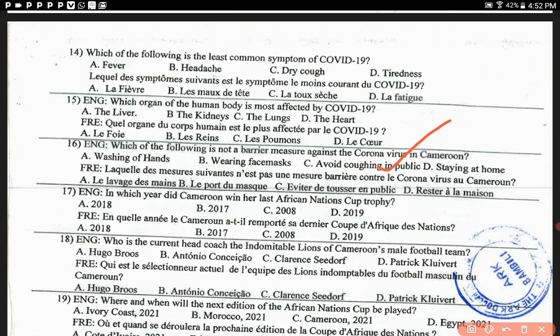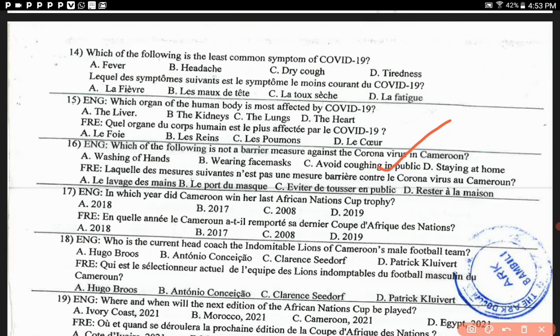So it goes back to D. The correct answer is D. All the rest were barrier measures, but D, avoid coughing in public. Actually, if you had to cough or sneeze, you do it in your flexed elbow.